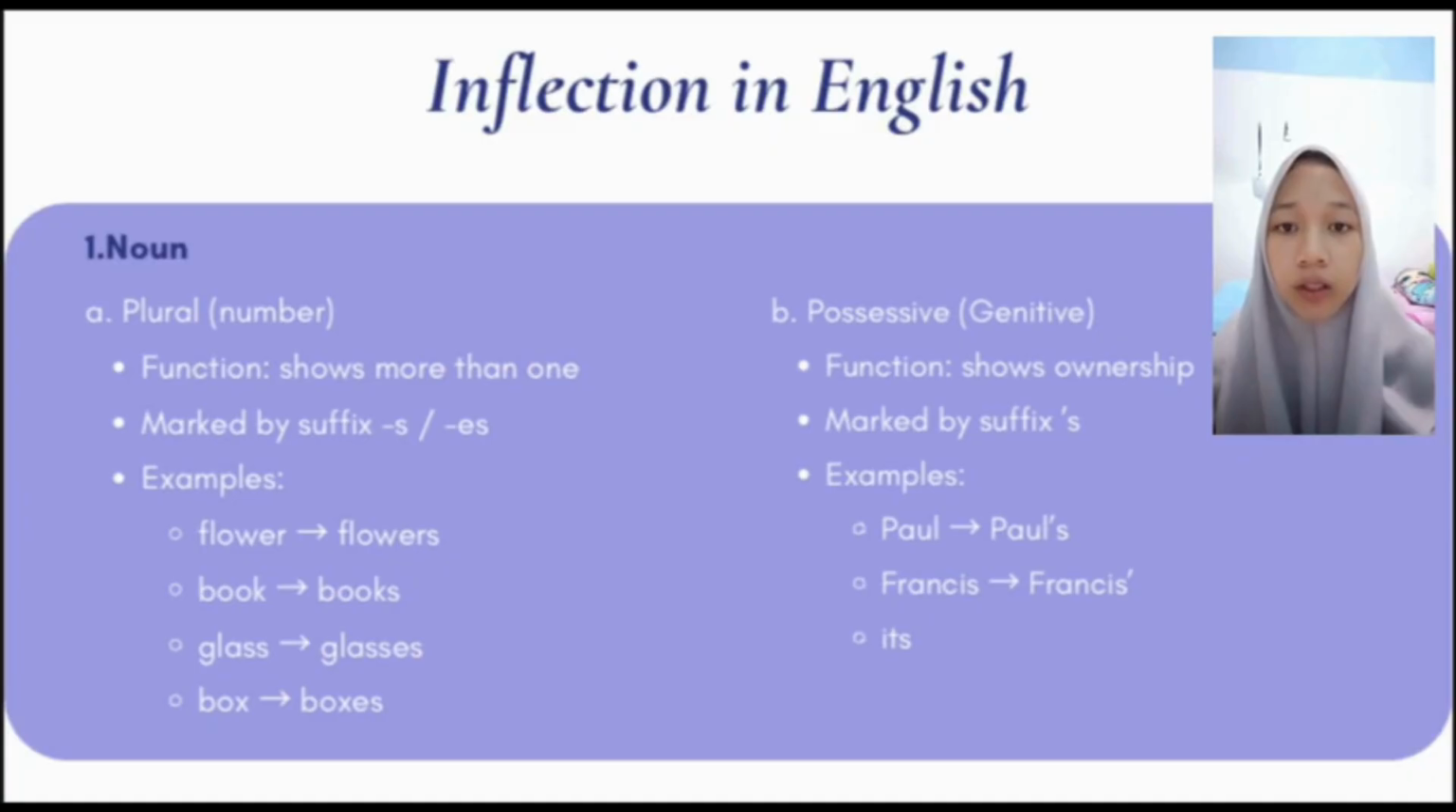And also, English marks possession using the suffix apostrophe s. This inflection shows ownership or relationship. For example, Paul's means something belongs to Paul. In Francis, the apostrophe appears after the s because the noun already ends in s. The word it also shows possession. This inflection does not create a new word, it is only a grammatical relationship.